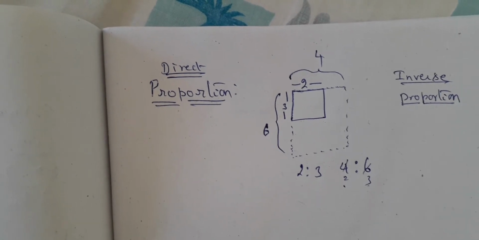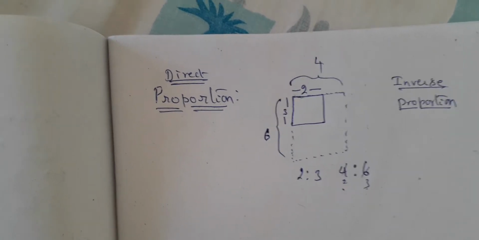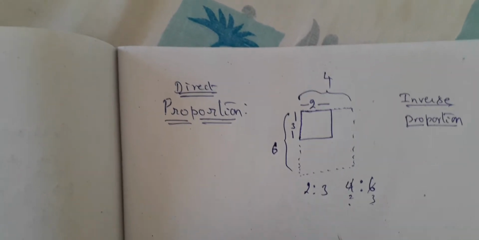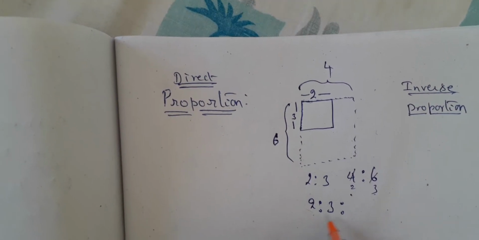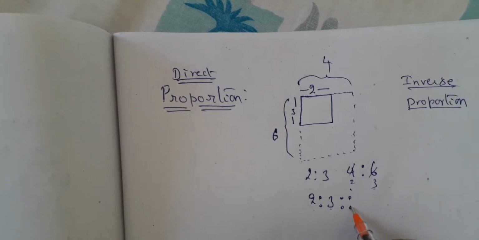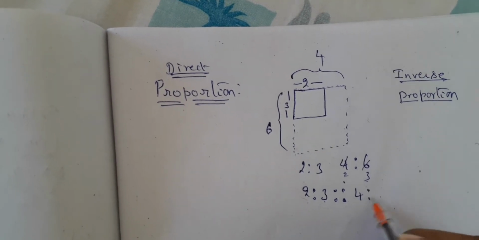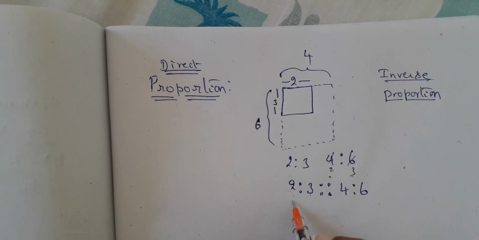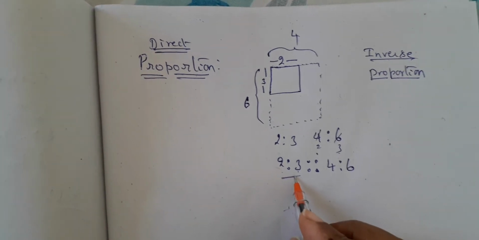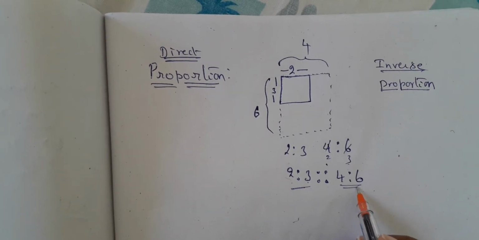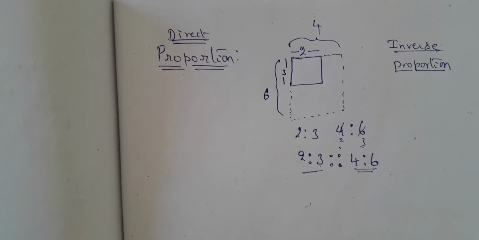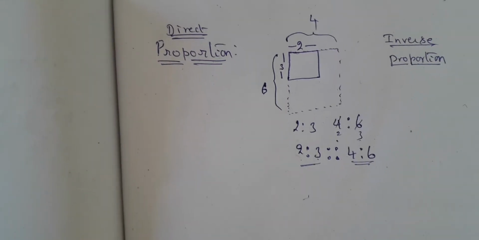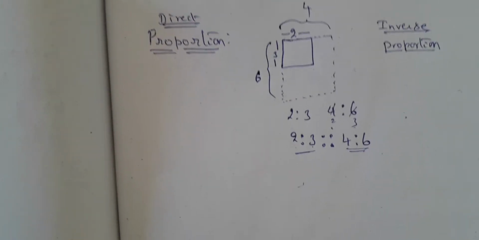So what do we call it? We call it direct proportion. How do we express it? See, we can express it mathematically as 2 is to 3 is as 4 is to 6. In whichever ratio the first thing is there, in a similar ratio even the second object will be there. So this is the meaning. First I am only giving you the meaning of it.